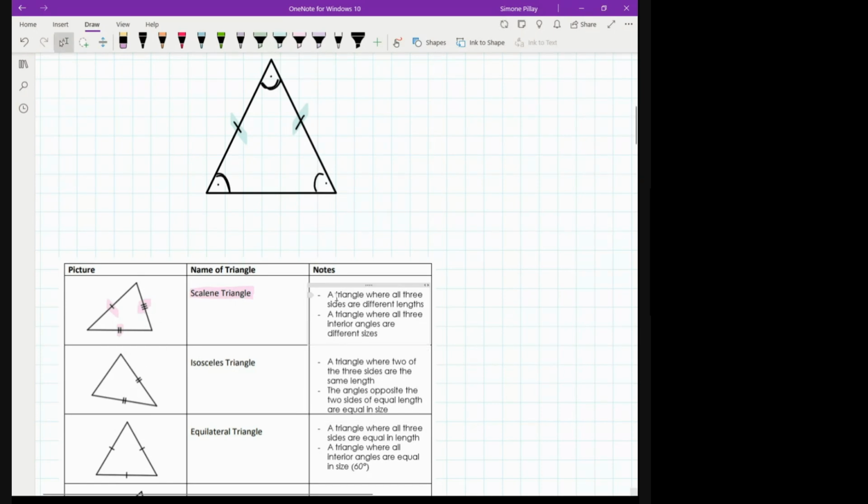And here it says, a triangle where all 3 sides are different lengths and all 3 interior angles are different sizes. This is an extra fact: when all three sides are different, all of your angles are also going to be different. But we base this triangle off of the fact that all of our sides are different lengths. That's a scalene triangle. Then we have an isosceles triangle.